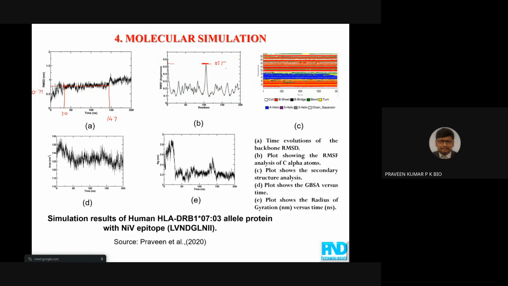Just because we have 0.55, which is less than 1, we can tell all the amino acid residues also have a stable interaction with the peptide.